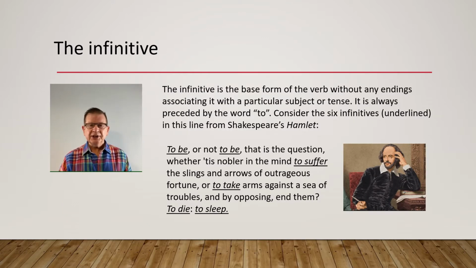The infinitive is the base form of the verb without any endings associating it with a particular subject or tense. It is always preceded by the word to. Consider the 6 infinitives underlined in this line from Hamlet. To be or not to be, that is the question. Whether 'tis nobler in the mind to suffer the slings and arrows of outrageous fortune, or to take arms against a sea of troubles, and by opposing end them, to die, to sleep.